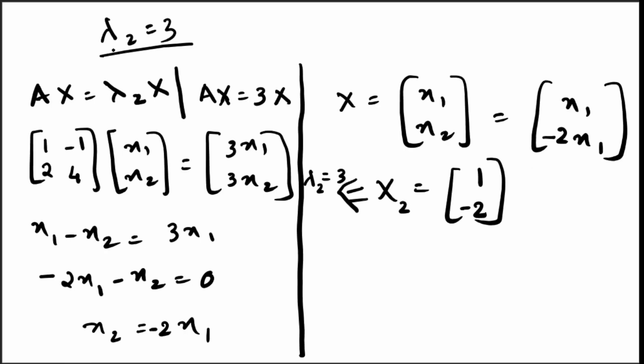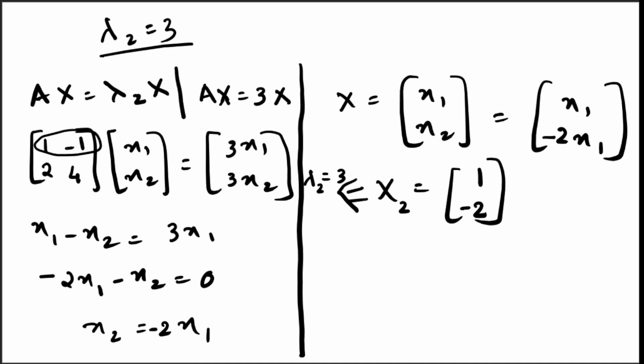For eigenvalue lambda 2 equal to 3, we write it similarly: Ax is equal to lambda 2 x, which is 3x. Then we write it in explicit form and get the equation: this row into x1, x2 is equal to 3x1. We get x2 is equal to minus 2x1. Dividing each element by x1, we get the vector 1, minus 2. This is the eigenvector corresponding to eigenvalue 3.